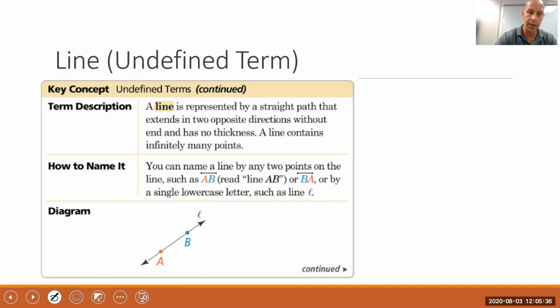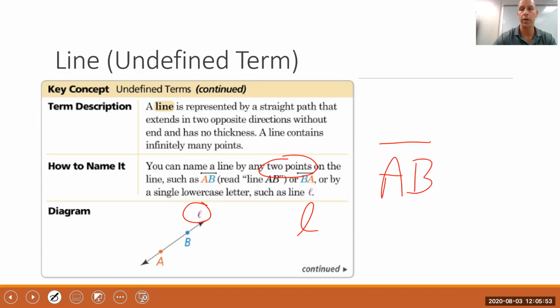We would call this line L, so line L would be a script L. That's one way to name the line, and probably the easiest way. The other way you could name a line is by providing 2 points. So we could call this line AB if we wanted to, and put the line symbol over it, or you could even call it line BA.